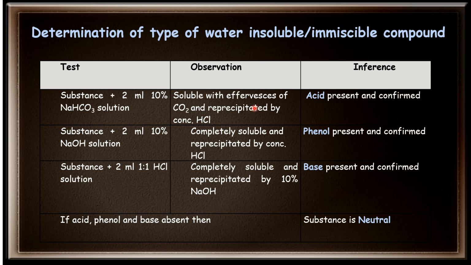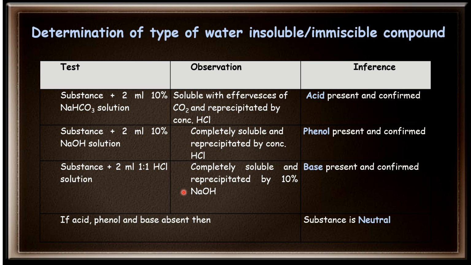The only thing to remember is that if the type of the compound is acid, then it is soluble in NaHCO3 solution and we get the reprecipitate after addition of concentrated HCl. If the compound is phenolic in nature, it is completely soluble in NaOH and is reprecipitated by concentrated HCl. And if the compound is a base, then it is completely soluble in HCl solution and it is reprecipitated by 10% NaOH. And we have to determine only one type for a single compound.